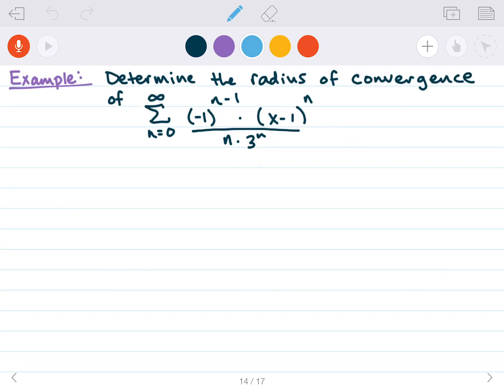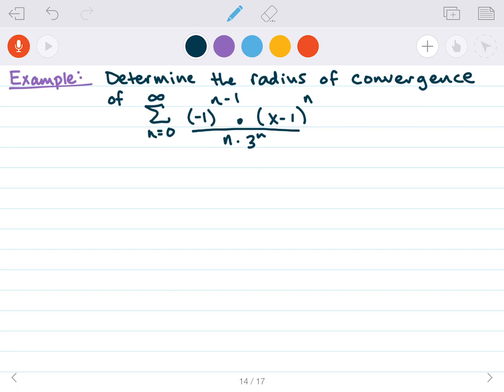Godspeed. Okay, so now it just says determine the radius of convergence of this hot mess. Let's see if we can clean it up. So this dot is multiplication, by the way. Maybe I'll just make it a little bit bigger so it looks like an exclamation point, but it's not.